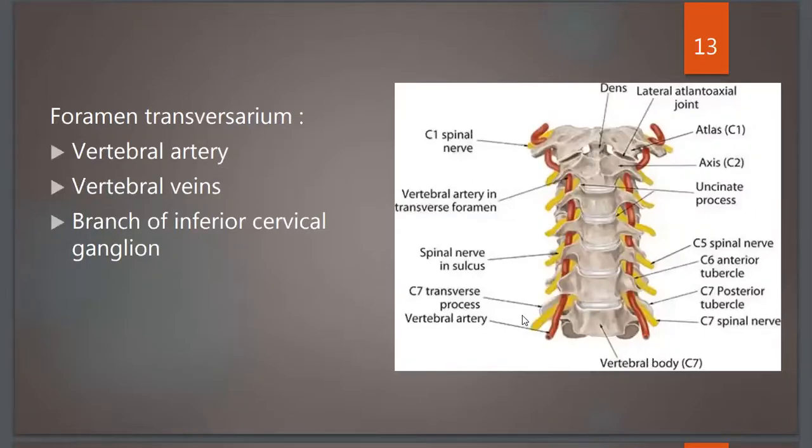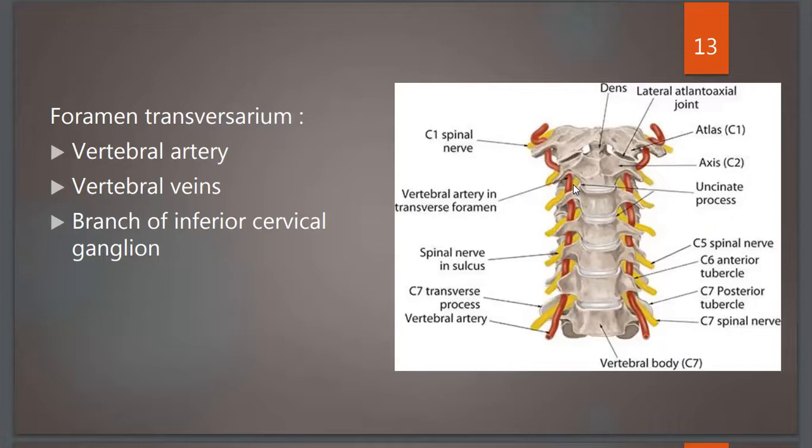Now, I told you the characteristic feature of the cervical vertebrae is the presence of foramina transversaria, through which passes the artery called the vertebral artery. The vertebral artery is one of the branches coming from the subclavian artery. This vertebral artery enters inside the skull. Right and left vertebral arteries join to form the basilar artery. Vertebral arteries are also accompanied by vertebral veins.